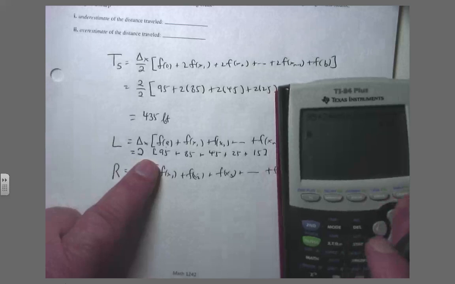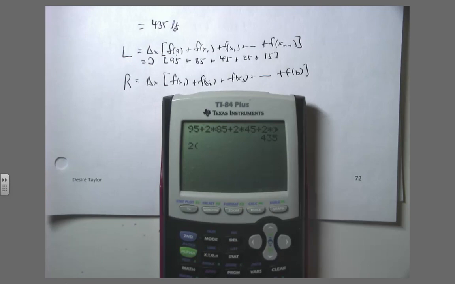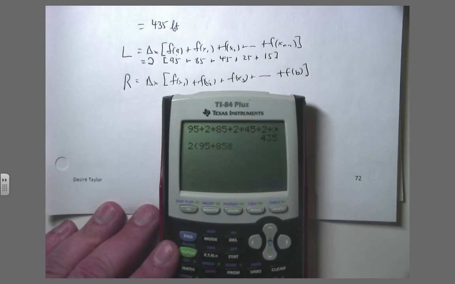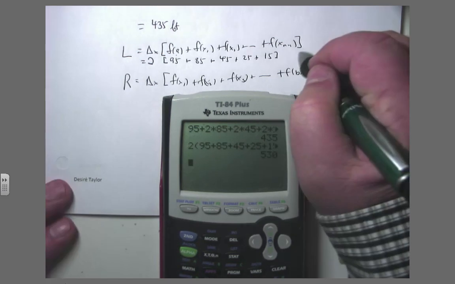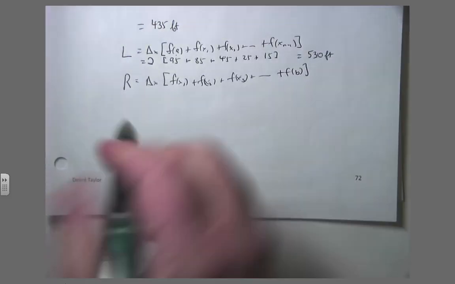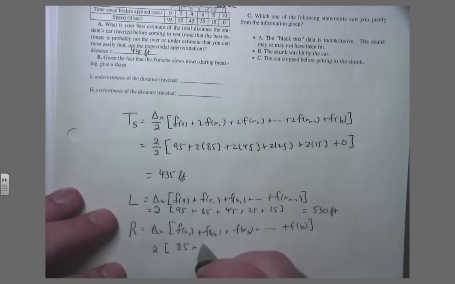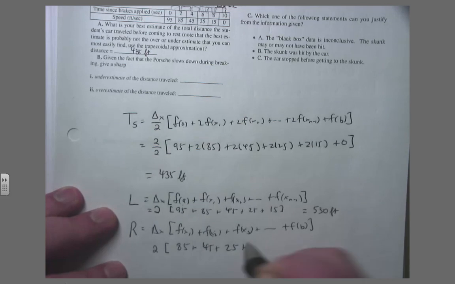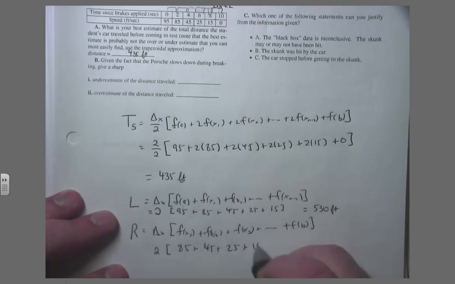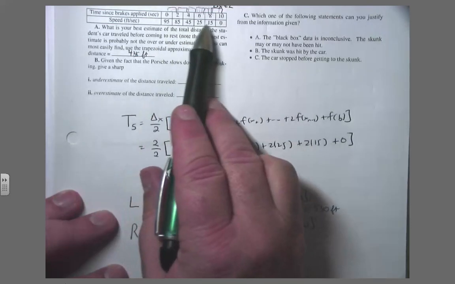So when I calculate this out, you guys can see this. This is going to be 2 times 95 plus 85 plus 45 plus 25 plus 15. I end up getting 530 feet. Okay? And for the right Riemann sum, it's going to be 2, delta x, times the points on the right. Start at 85 plus, again, the point on the right, the next one would be 45 plus 25 plus 15 plus 0.